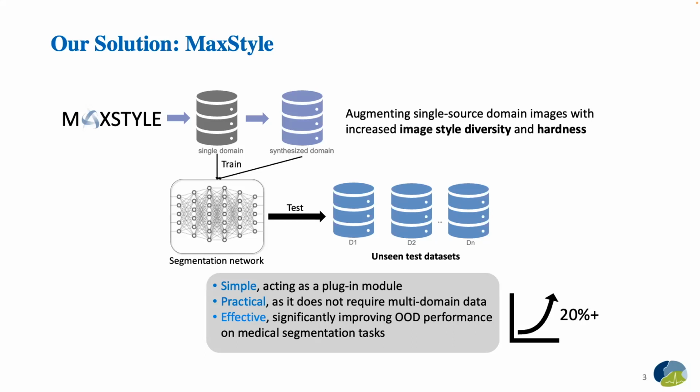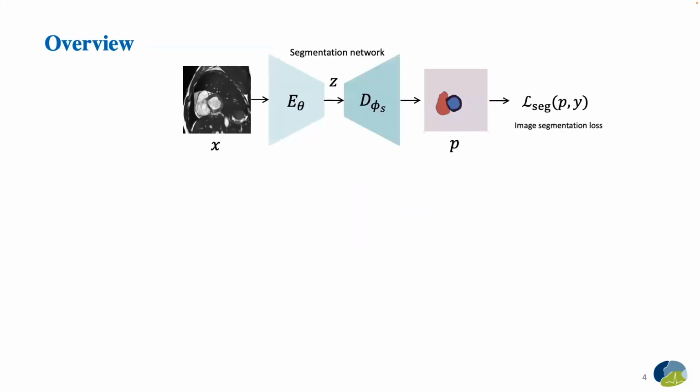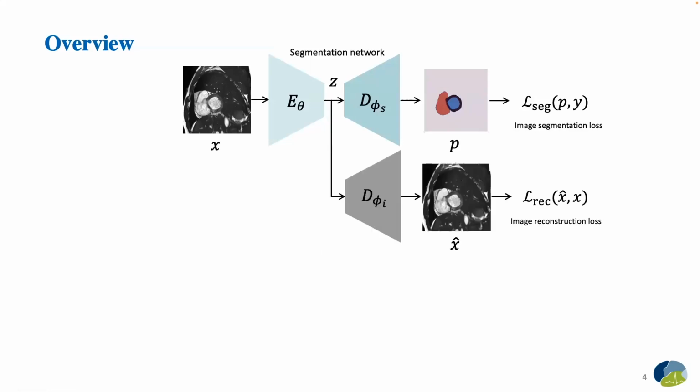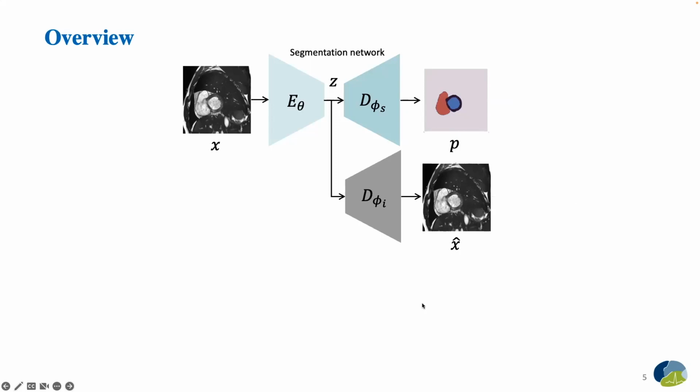So how does MaxStyle work? Well, given a segmentation network, we first introduce an auxiliary image decoder that performs image reconstruction. The whole network can then be optimized with a multitask loss, including the segmentation loss and the reconstruction loss. A major difference we make here is that we introduce several feature augmentation layers called MaxStyle in the decoder, which can augment the style diversity and hardness of input features in an adversarial way.